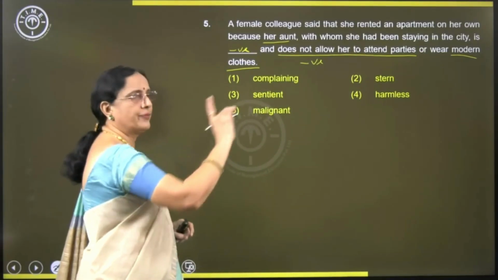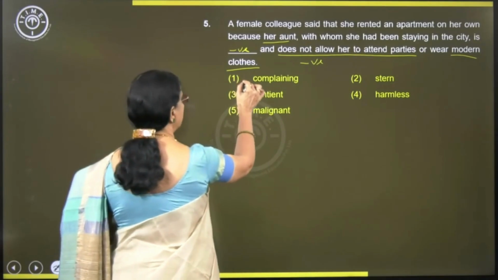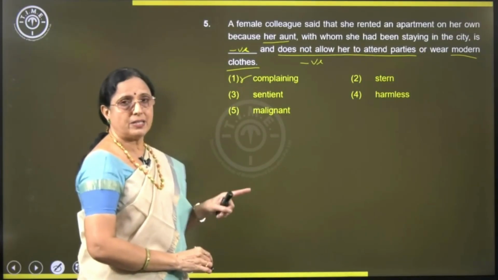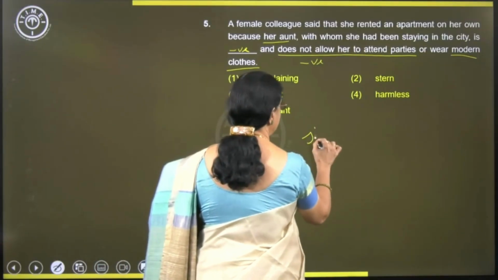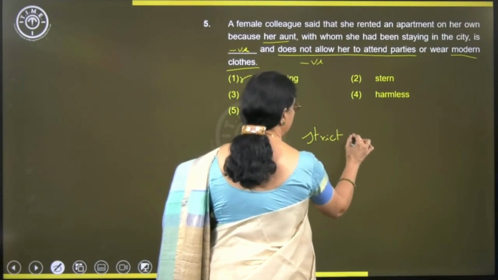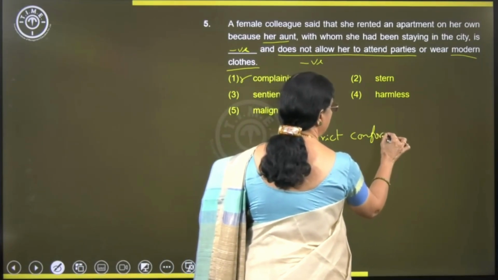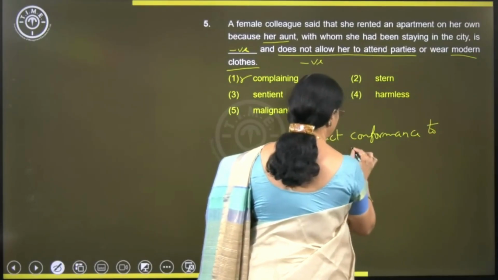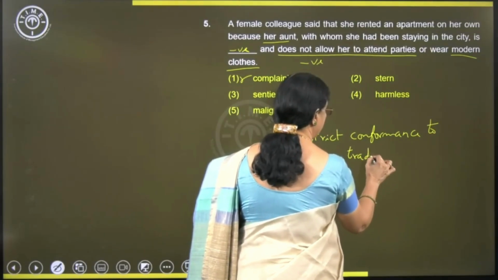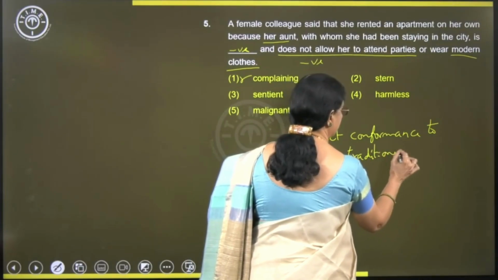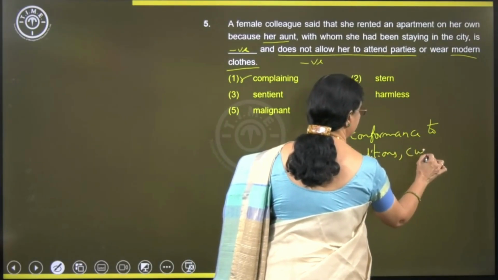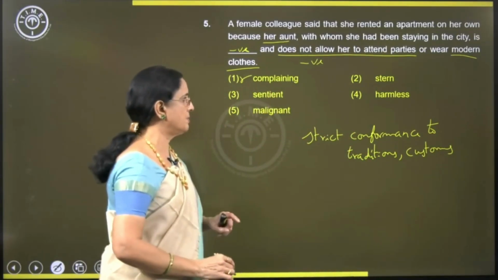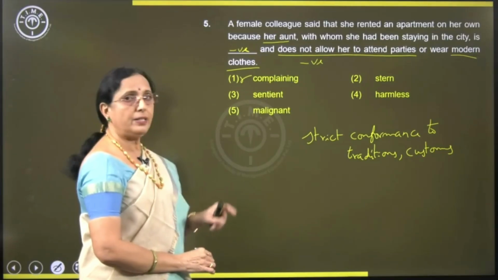You understand? That's a flow of thought. Look at the flow of thought. So it's not complaining. Stern. What is stern? Very strict. Stern is strict conformance to, conformance is what? Following. Obedience. Strict conformance to traditions, customs. You understand? Sticking to the traditions and customs. Means strictly following the rules.